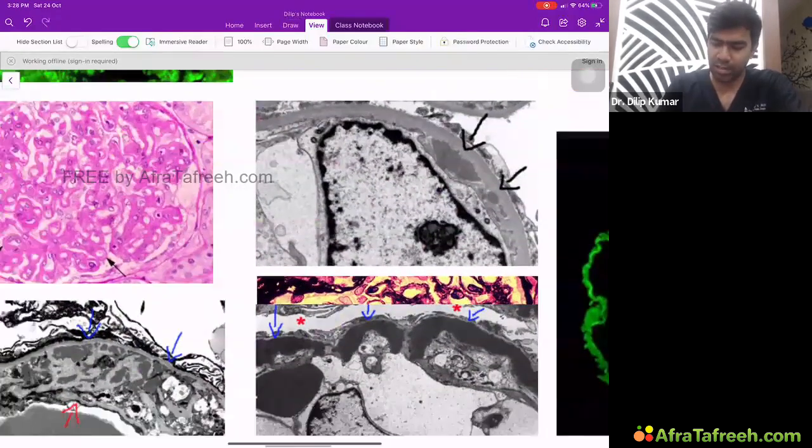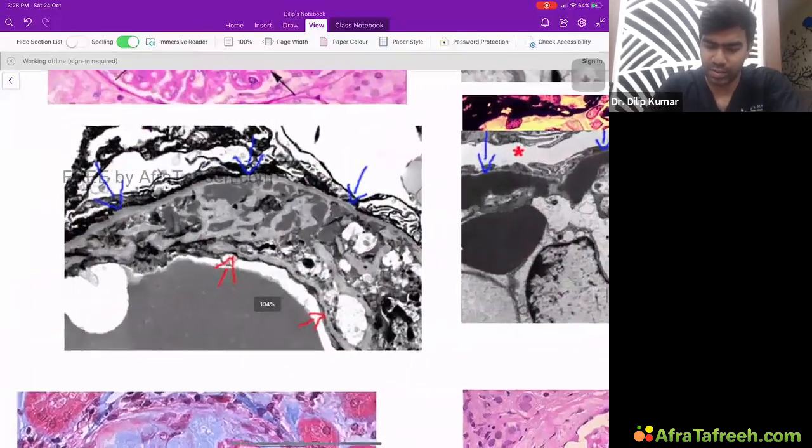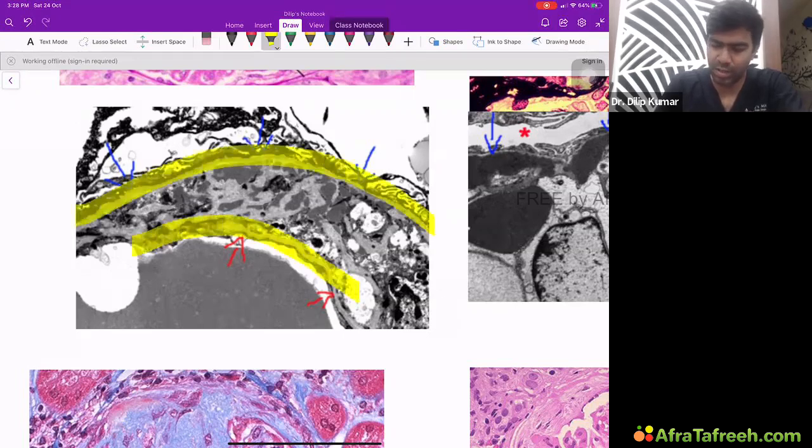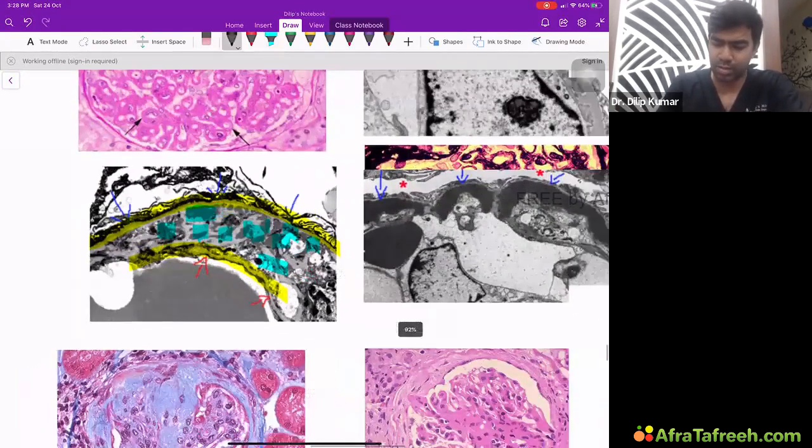And this is an example of a double contour that you basically see within the basement membrane. Probably if you take, this is one wall and this is another wall of the basement membrane. In between, you can see these deposits that are producing a double contour appearance, or a split appearance of the basement membrane. So this is an electron microscopy double contour appearance.